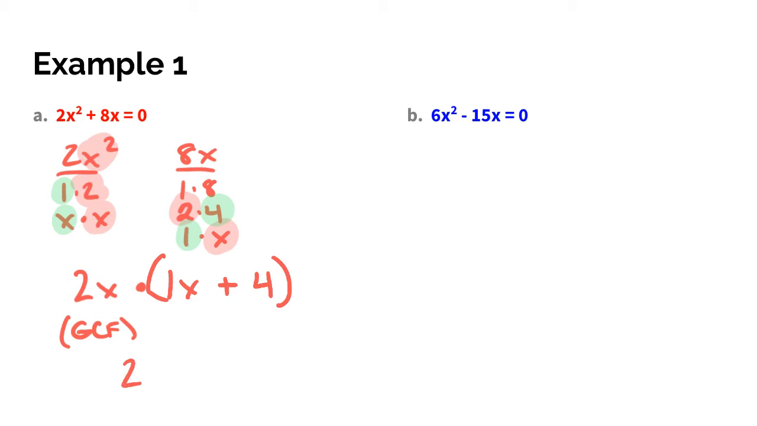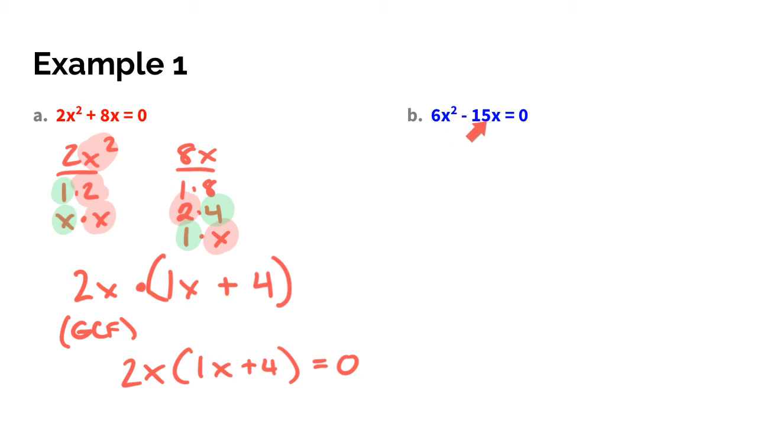So in the end, I would have 2x times 1x plus 4. The 2x is the greatest common factor, and the 1x plus 4 is what's left behind. So what I've now done is taken this expression of 2x squared plus 8x, and I've now factored it. Then we're going to look at what happens when I have it equal to 0.